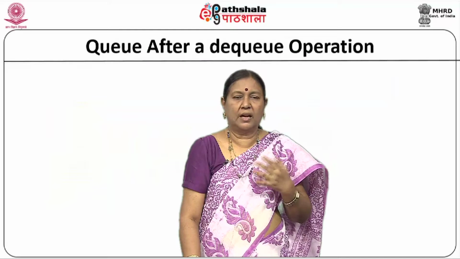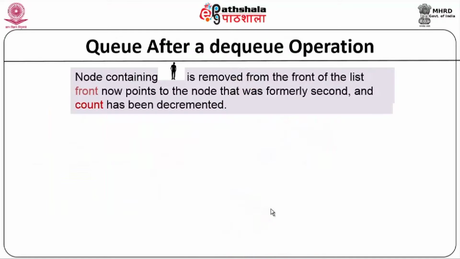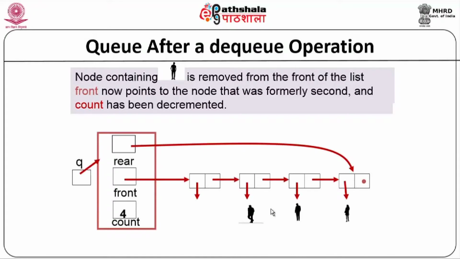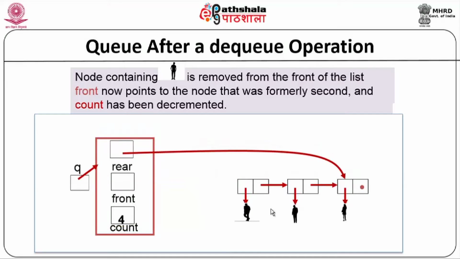Now, after dequeue operation what will happen? We do not have to say which element to delete, that is obviously only the front element. So, now you have front pointing to the front element. So, what do you have to do? You have to remove that element and make front point to the next element and decrement the count to 3. So, that is the queue after a dequeue operation.